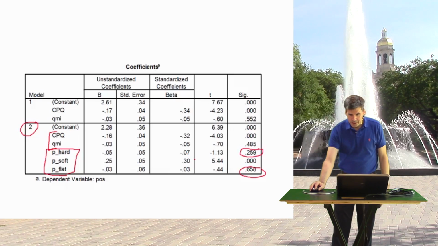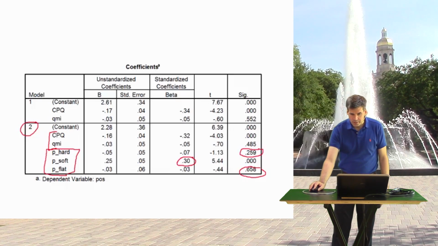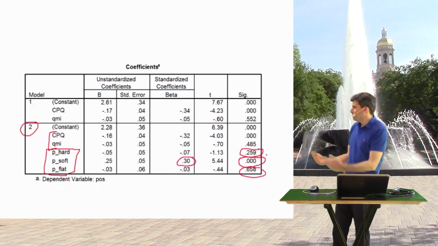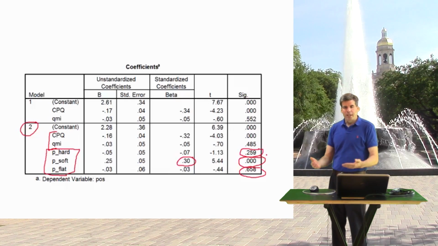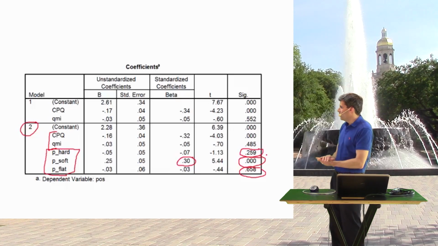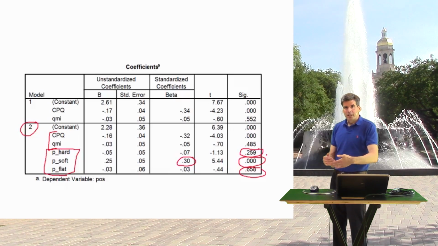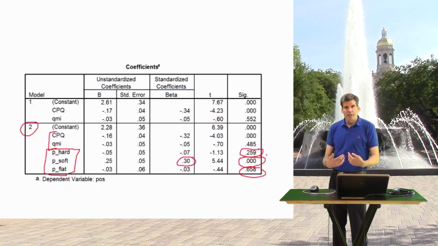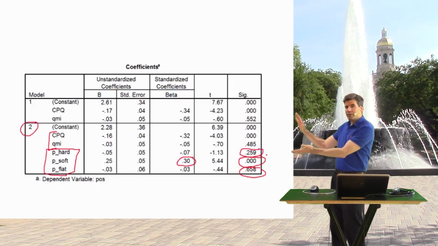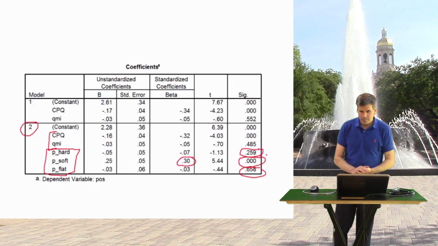But importantly, soft emotion, our beta weight is 0.3. We've got a moderate, standardized beta weight there. And our p-value is definitely less than 0.05. Again, it's rounding to 0.000. So we have a significant beta showing that soft emotion does explain unique variance in one's own use of positive communication. And it does so even after controlling for everything else in this equation.